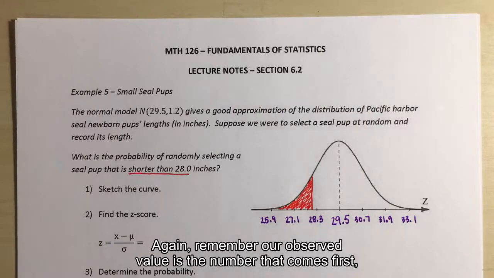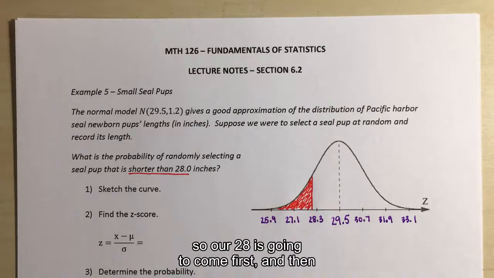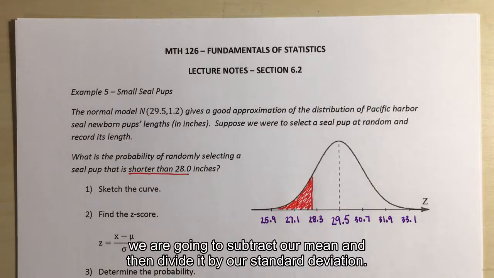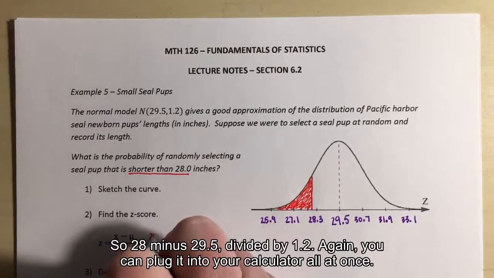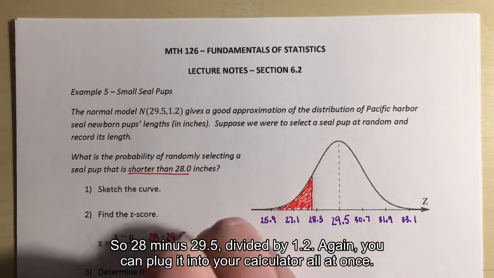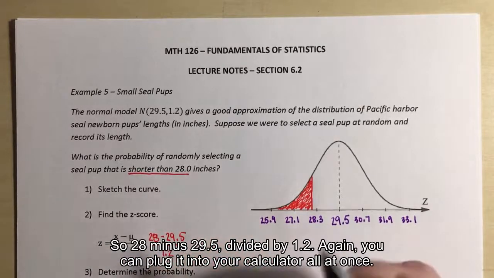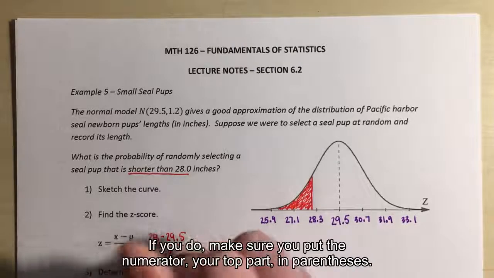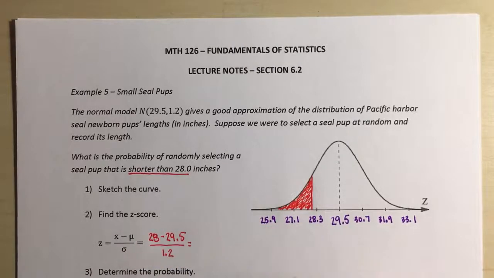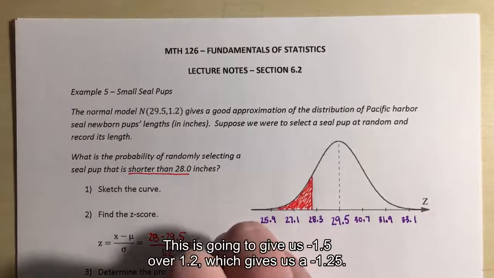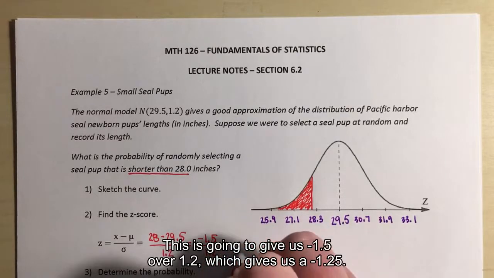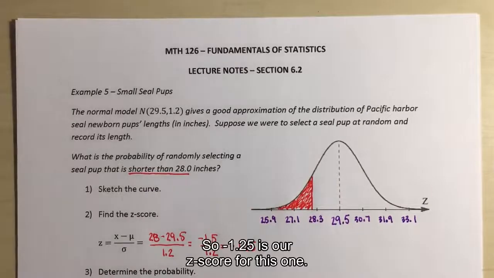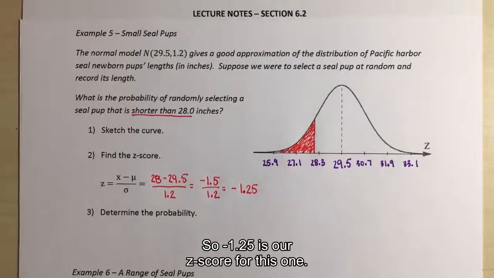Again, remember our observed value is the number that comes first. So our 28 is going to come first, and then we are going to subtract our mean and then divide it by our standard deviation. So 28 minus 29.5 divided by 1.2. Again, you can plug it into your calculator all at once. If you do, make sure you put the numerator, your top part, in parentheses. This is going to give us negative 1.5 over 1.2, which gives us negative 1.25. So negative 1.25 is our z-score for this one.